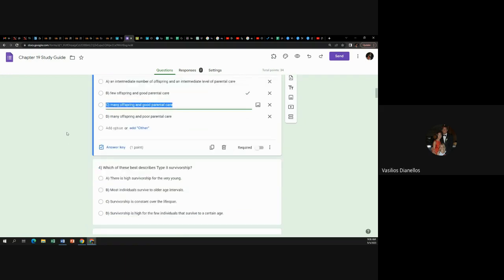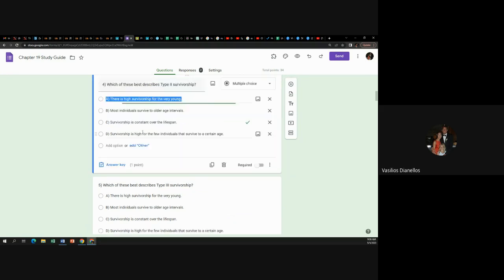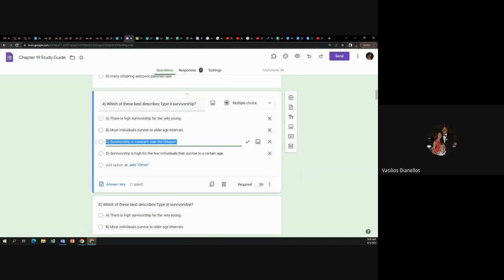All right, it's a good segue into this next one because we've already talked about it a little bit. Type 2 survivorship. Which one of these best describes it? There's a high survivorship for the very young. Nope, that's us. That's type 1. Most individuals survive to older age intervals. No, that's us, type 1. Survivorship is constant over the lifespan. Yes, that is type 2.